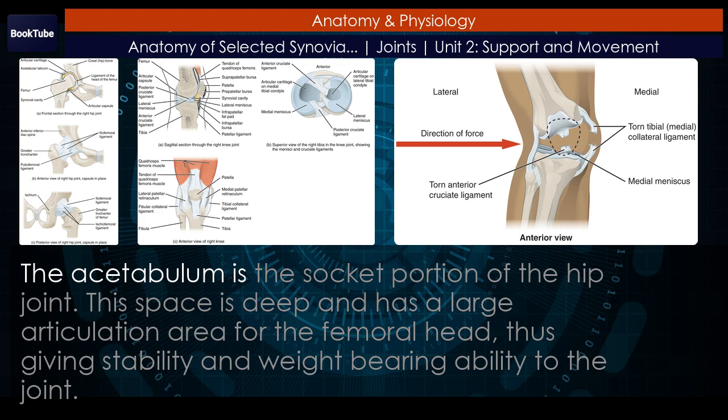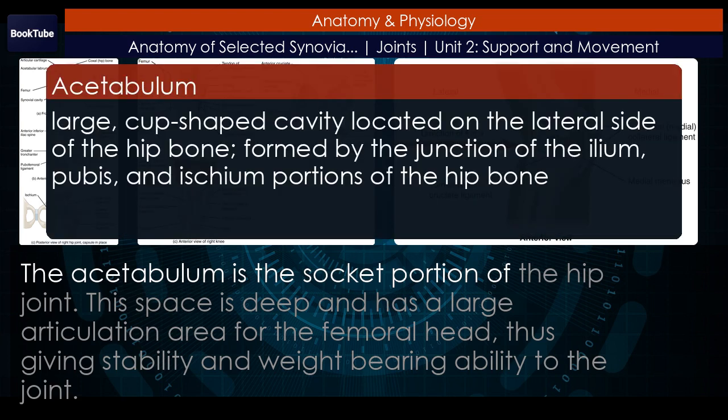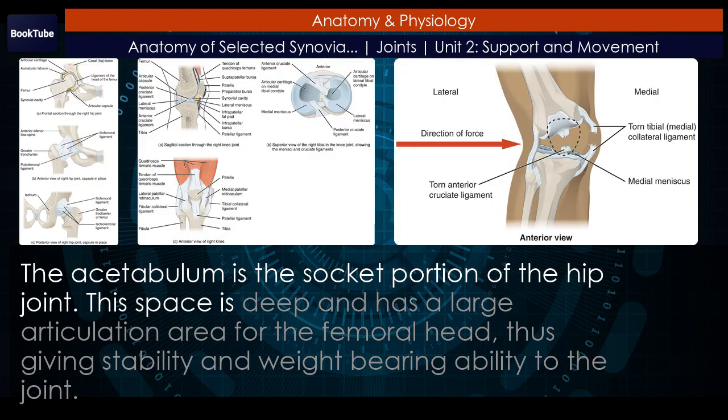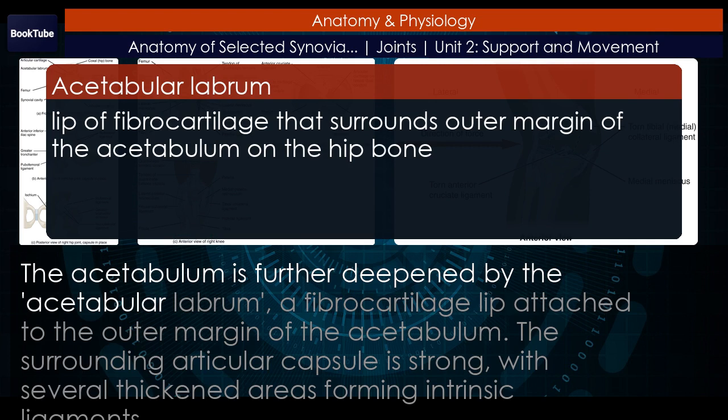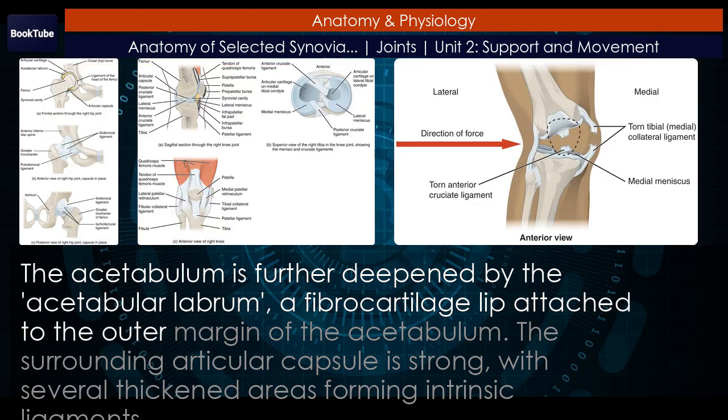The acetabulum is the socket portion of the hip joint. This space is deep and has a large articulation area for the femoral head, thus giving stability and weight-bearing ability to the joint. The acetabulum is further deepened by the acetabular labrum, a fibrocartilage lip attached to the outer margin of the acetabulum. The surrounding articular capsule is strong, with several thickened areas forming intrinsic ligaments.